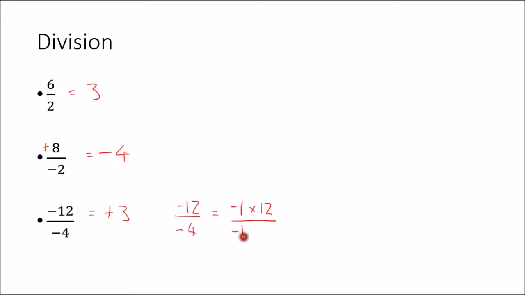-4 is -1 times 4. Now, if we've got the same number in our numerator and in our denominator, well, that -1 divided by itself is just going to equal 1. They will cancel. So all we're left with is 12 over 4, which equals 3.